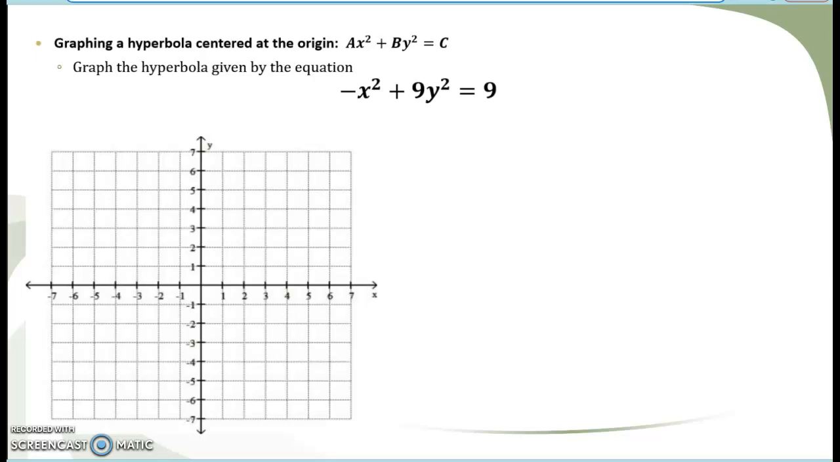Hey everybody, in this video we're going to talk about graphing a hyperbola centered at the origin, or ax² plus by² equals c. So here we're given an equation, -x² plus 9y² equals 9. First let's take a look at the steps I want you to follow in order to graph a hyperbola. A little more simple than finding each and every single part of the hyperbola.